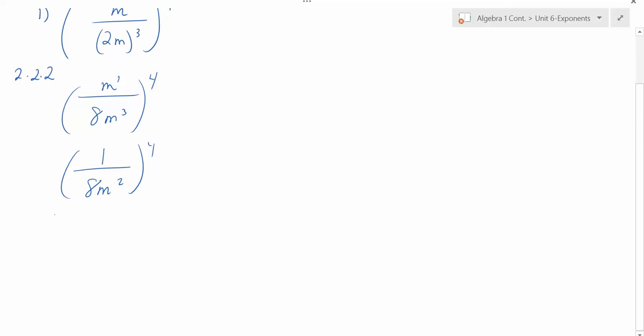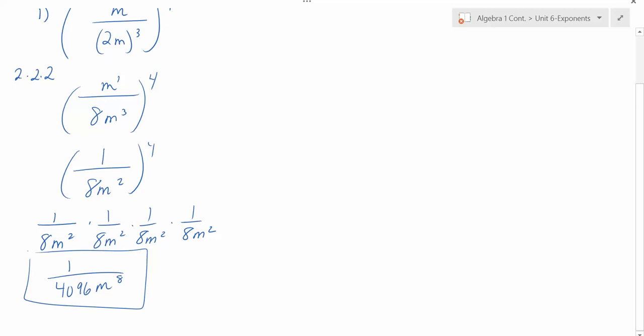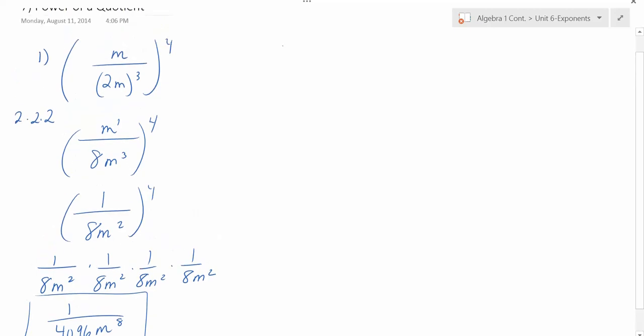You can write this out 4 times. So let's see, 8 times 8 is 64, times 8 is 512, times 8 is 4096, m to the 8th power. Okay, you may get some larger numbers when you work through these problems.